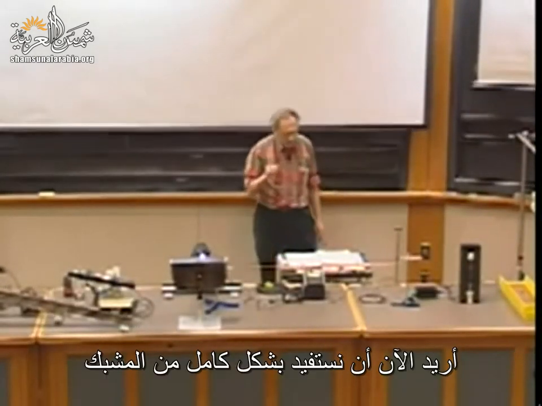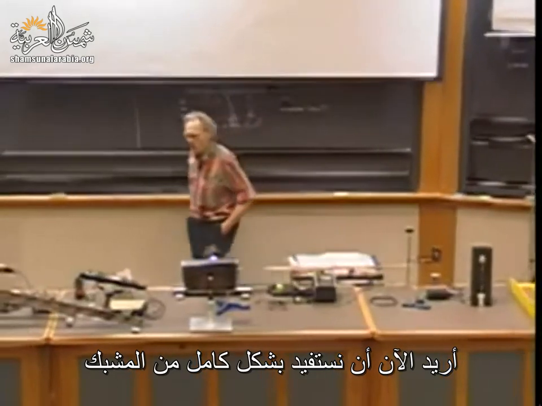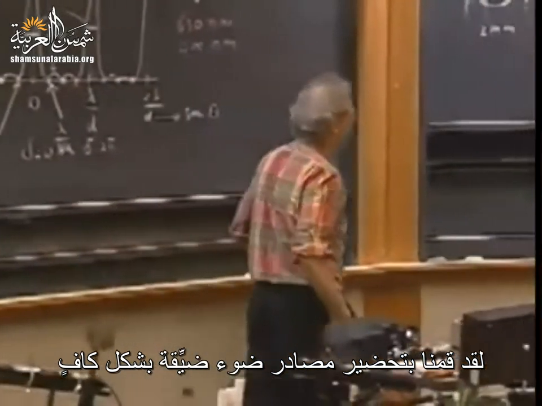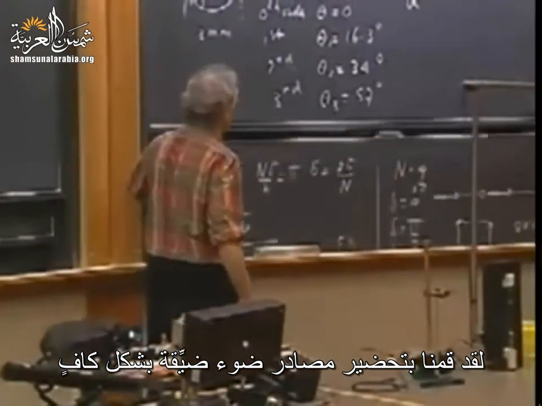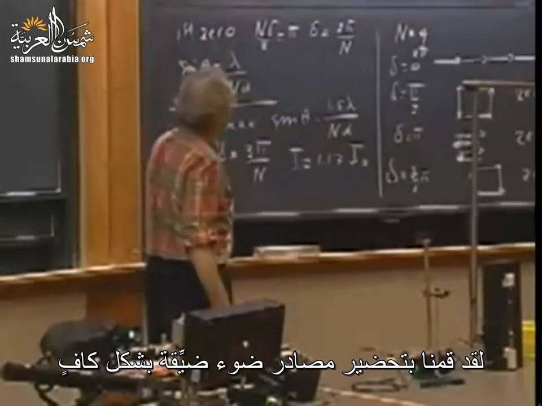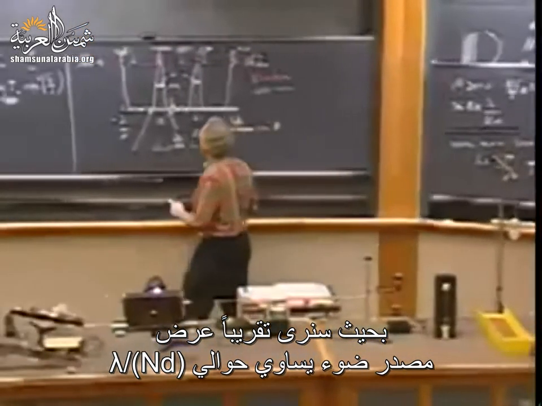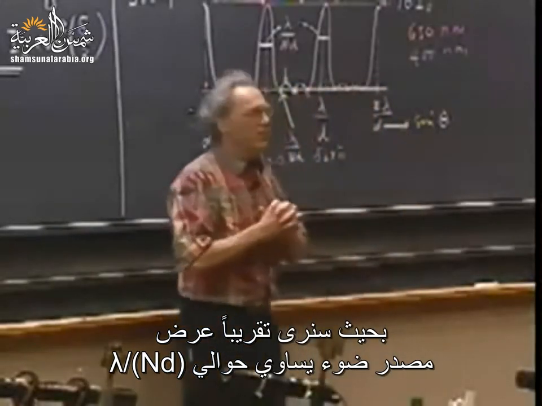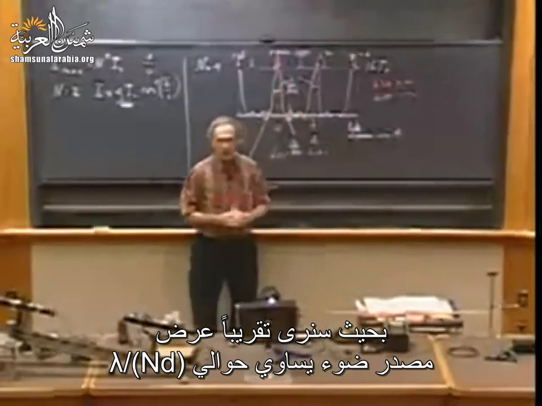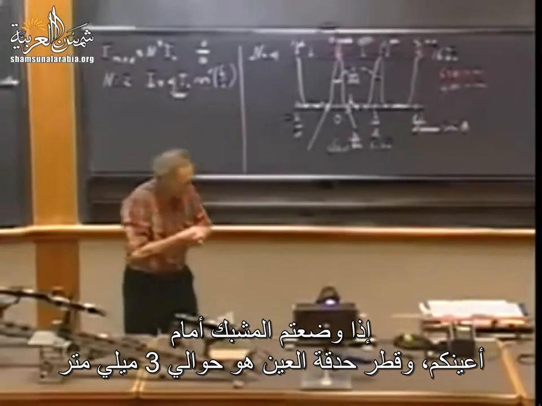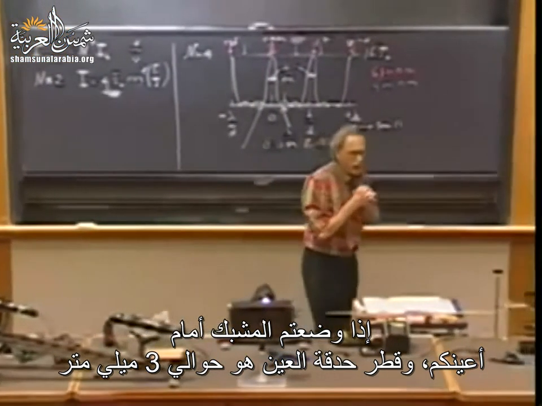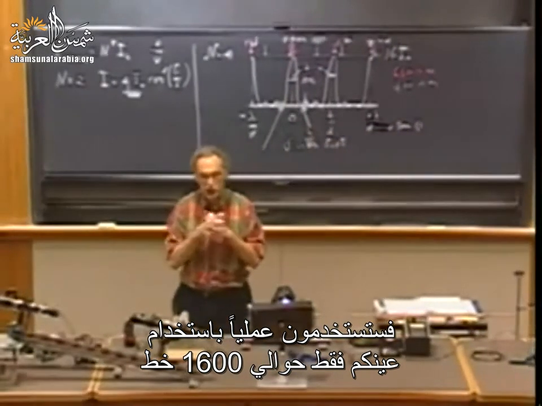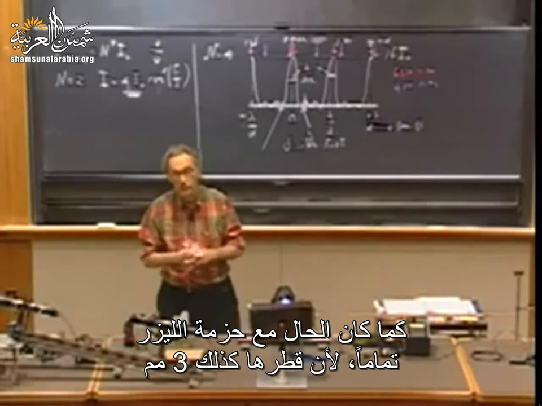So now I would like you to take full advantage, thanks Marcos, to take full advantage of your grating. And we have prepared light sources which are narrow enough so that you come very close, maybe not exactly, to seeing the width of the light source about lambda over nd. If you put the grating in front of your eye, your pupil itself has a diameter of about 3 millimeters. So you will only use effectively with your eye about 1600 lines, just like my laser beam did, because the same 3 millimeters.